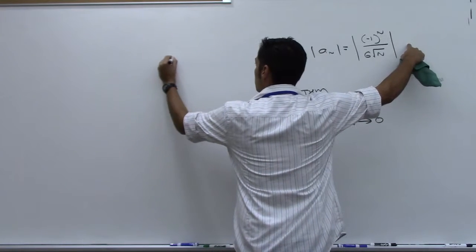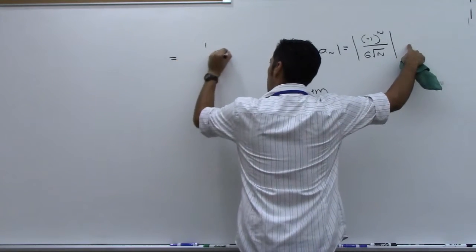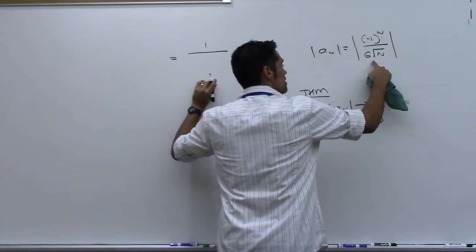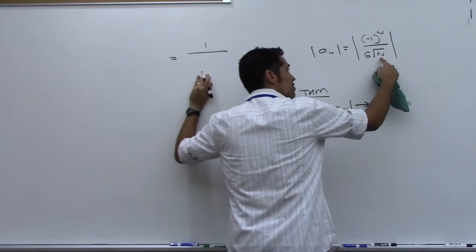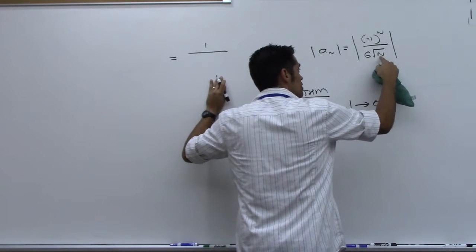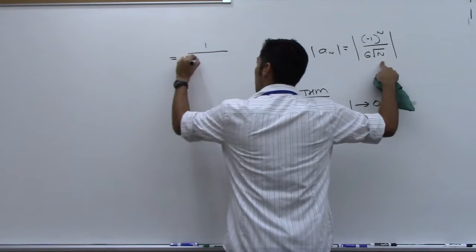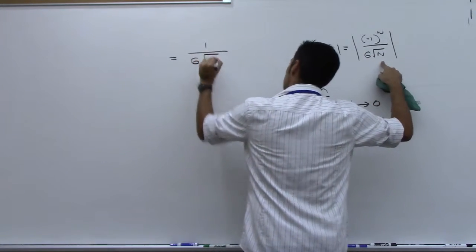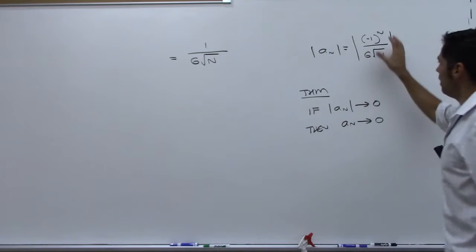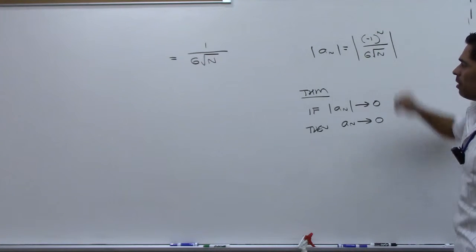So I'm saying this is equal to 1 over the absolute value of this. Now again, if n is positive, which we're assuming it is, then the square root of a positive number is positive. 6 times a positive number is still positive. So I really don't even need the absolute value anymore. Okay, the absolute value kills off the alternating part.